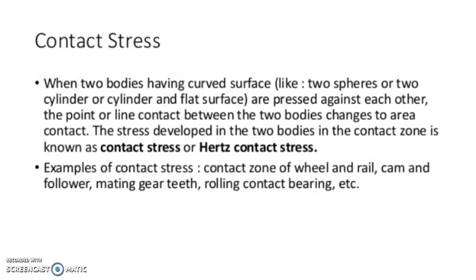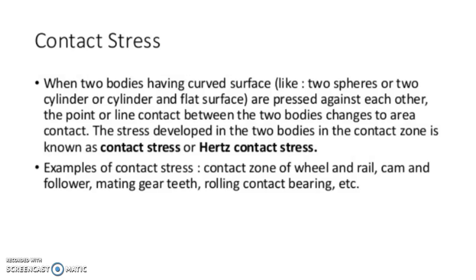Then the last one is contact stress. When two bodies have a curved surface, like two spheres or two cylinders or cylinder and flat surface, etc., these are the examples. I can read once more. When two bodies having curved surface are pressed against each other, there will be a point contact or line contact. The point or line contact between the two bodies changes to an area of contact. The stress developed in these bodies is known as contact stress, or it is known as Hertz contact stress.